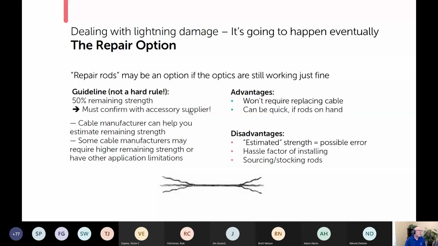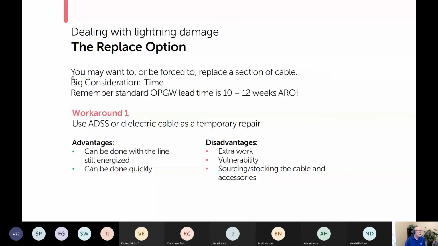Replacement. So in some cases, you're not going to be able to repair it. Obviously, if the cable's already lying on the ground, you can't repair it. So what are you going to do? The big problem with replacement is that it becomes a crisis because of the time, right? Because OPGW standard lead time is 10 to 12 weeks ARO, after receipt of order. So you do have some workarounds.